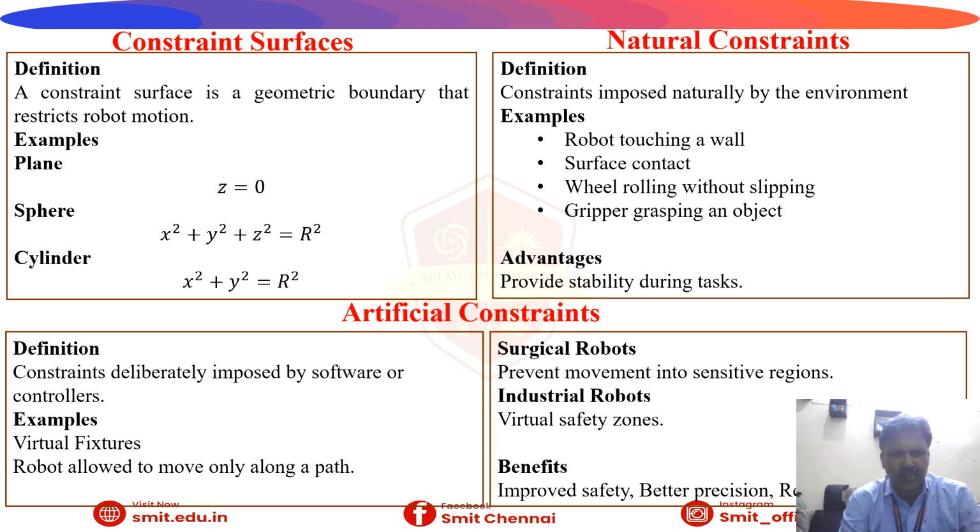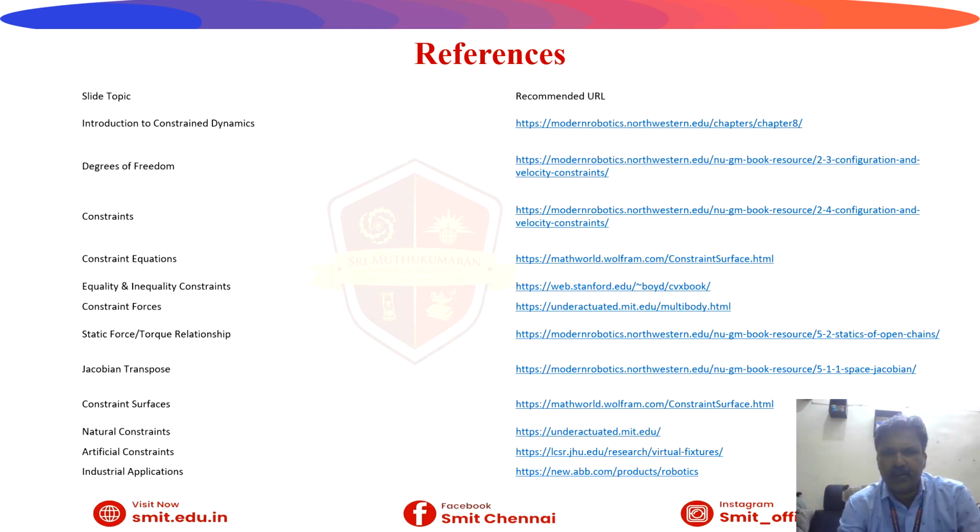Artificial constraints are deliberately imposed by software or the controller. Examples: virtual fixtures, where the robot is allowed to move only along a path; surgical robots preventing movement into sensitive regions; industrial robot virtual safety zones. Benefits: improved safety, and better accuracy and precision will also be attained.